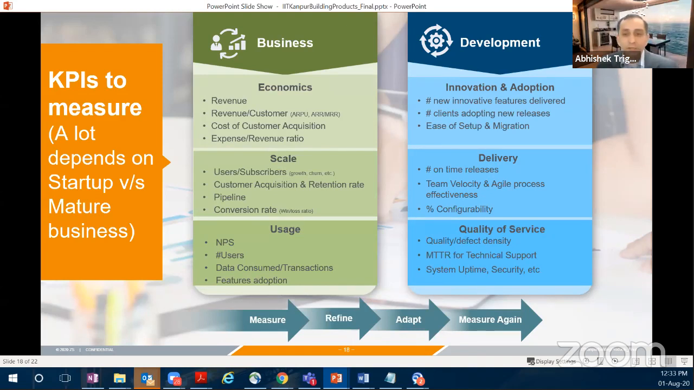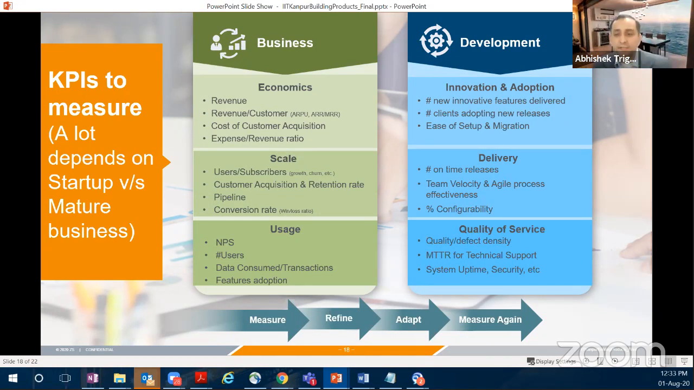But before I go into the details of these, a lot of these KPIs that I'm putting here are directional, but they are not complete by any means, not comprehensive by any means. And also a lot of these would depend on whether you are a startup ecosystem, an SMB, or a mature business. So take it with a grain of salt, but the intent is to carve out that these are the major buckets that you predominantly want to think through.